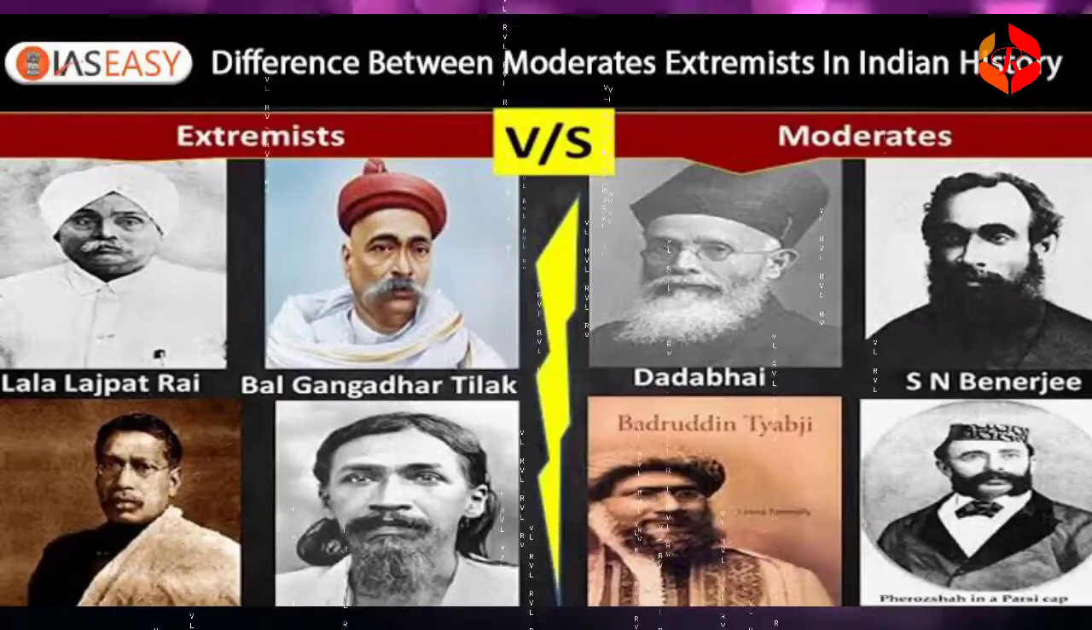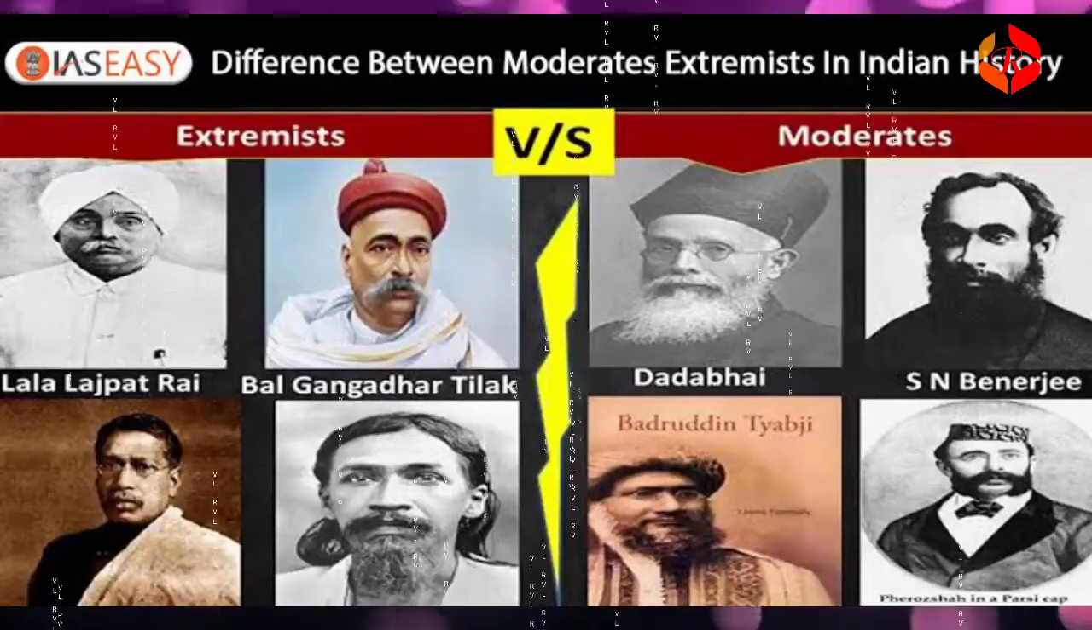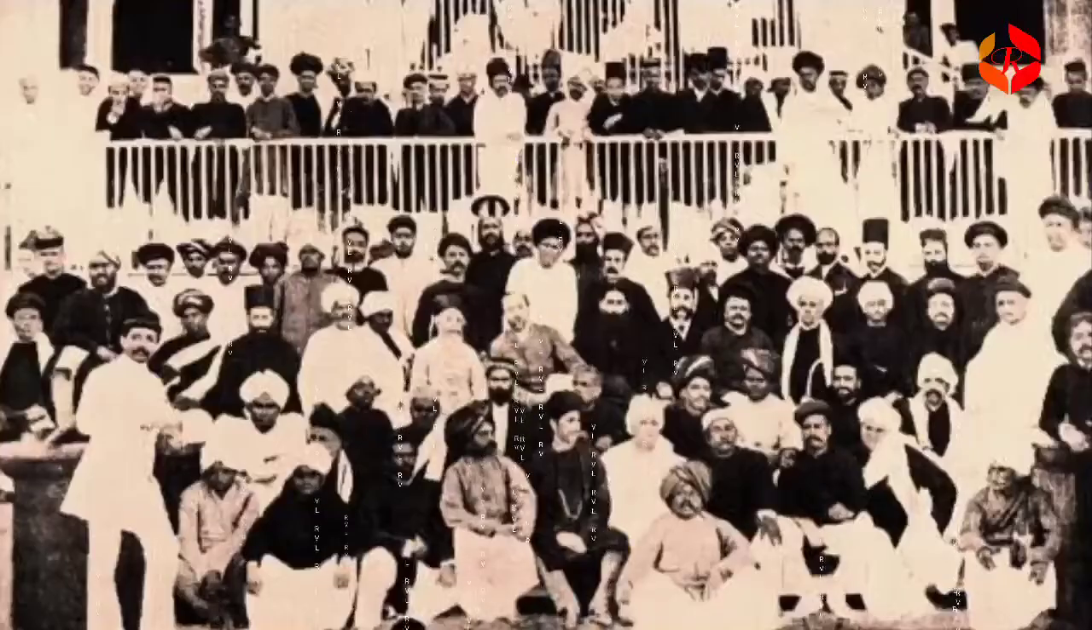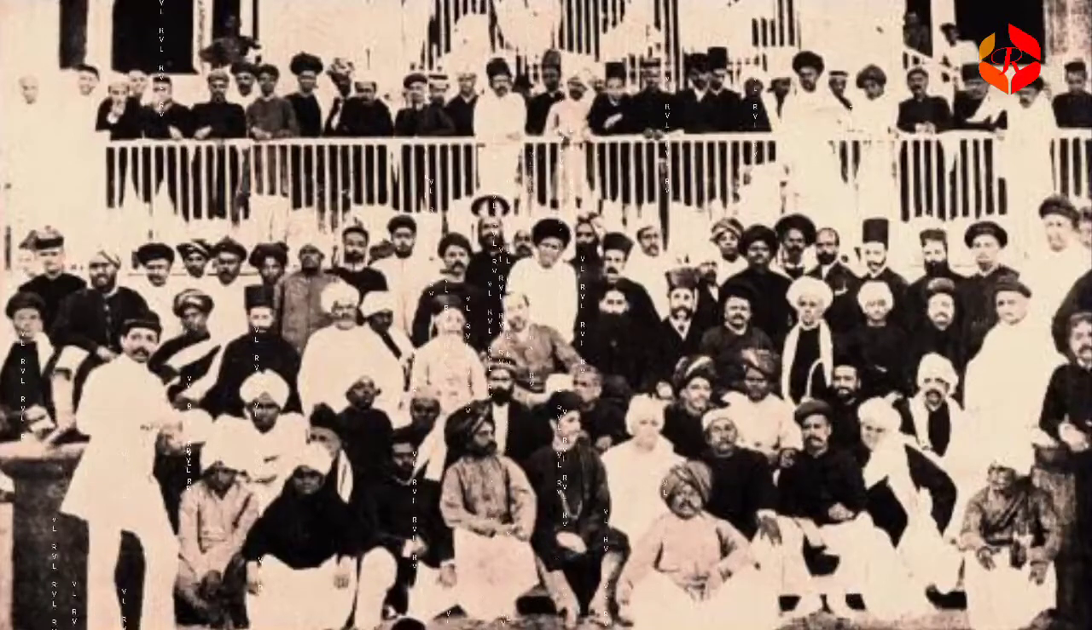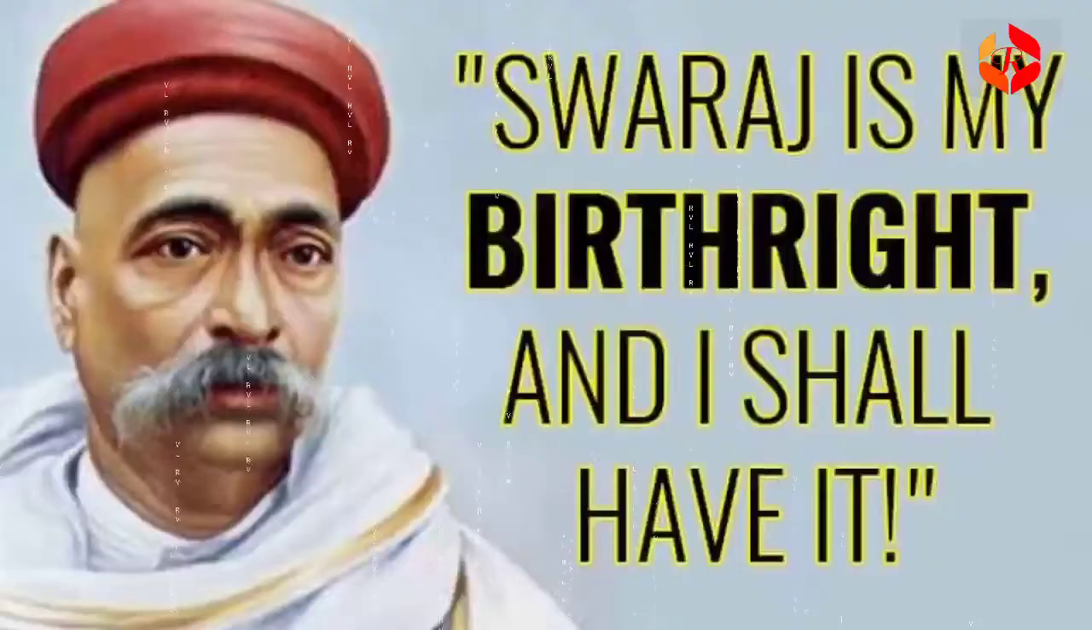The split between these two sections of the Indian National Congress came into the limelight at the end of the Congress Banaras session in 1905. Leaders like Lala Lajpat Rai, Lokmanya Bal Gangadhar Tilak and Bipin Chandra Pal supported this theory. Lokmanya Bal Gangadhar Tilak gave a famous slogan while supporting the extremists. The slogan was, "Swaraj is my birthright and I shall have it."